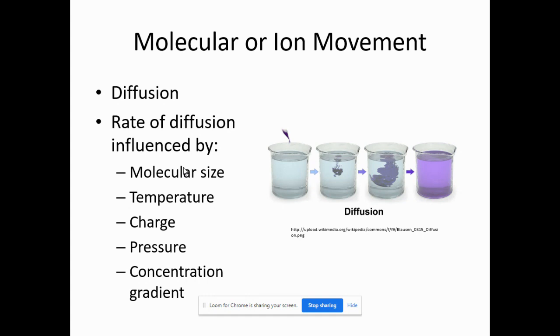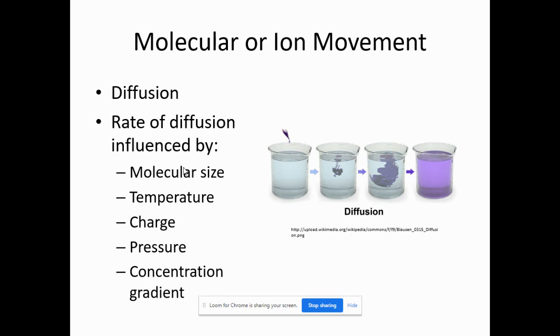Pressure is another factor. The higher the pressure that is exerted on the molecules, the faster the rate of diffusion. And then finally, the concentration gradient. Molecules will move from an area of higher concentration to an area of lower concentration. And if the concentration gradient is larger, they're going to move faster.